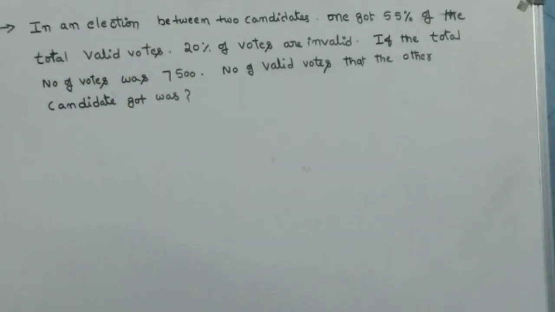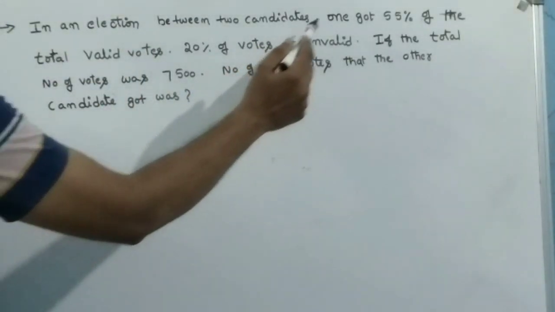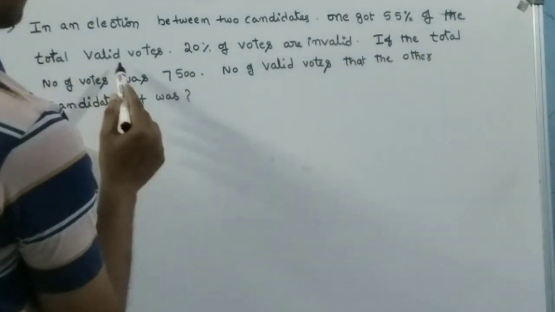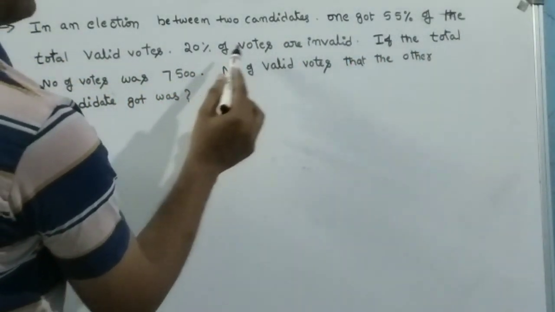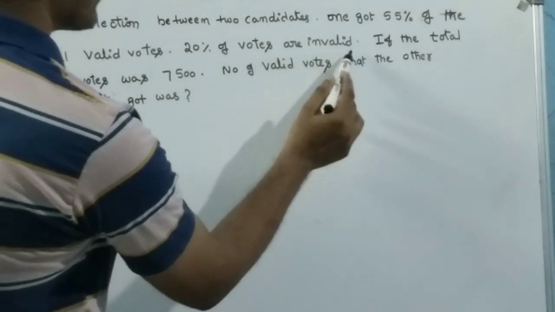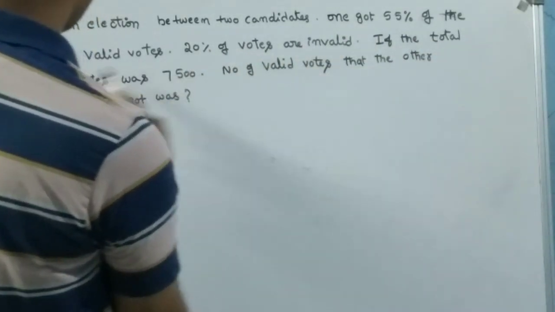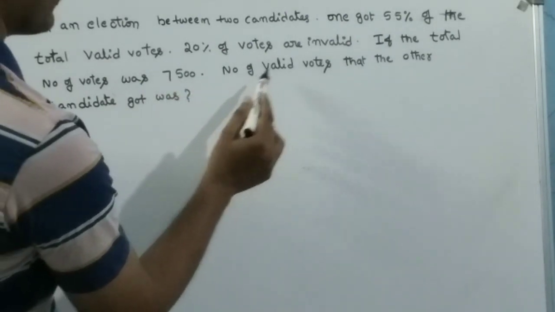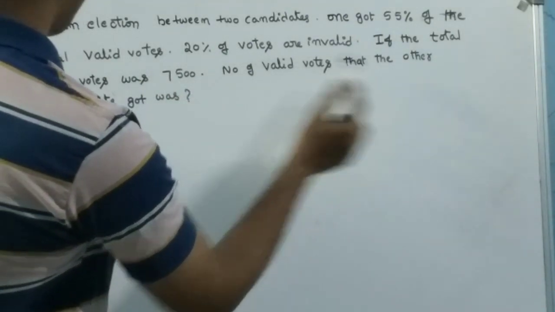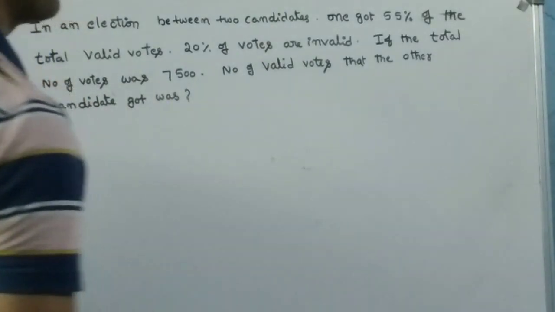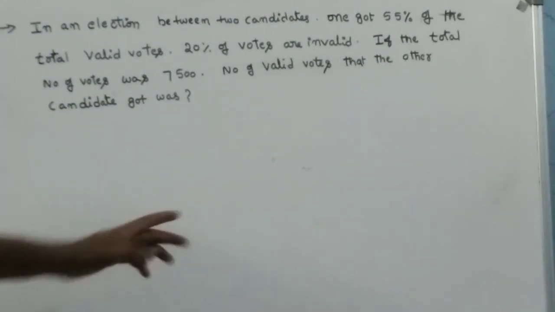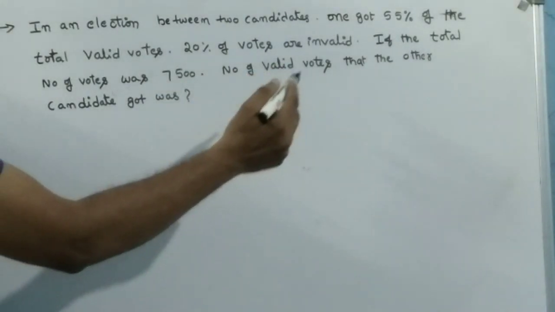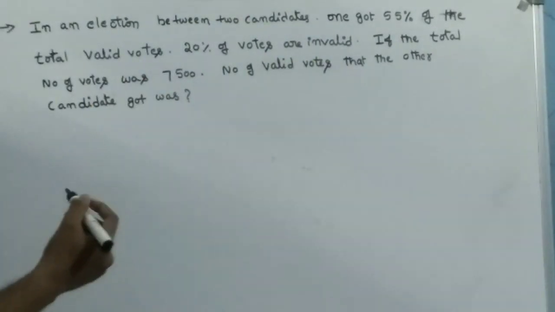See friends, first we have to understand the question. In an election between two candidates, one got 55% of the total valid votes. 20% of the votes are invalid. If the total number of votes was 7,500, what is the number of valid votes the second candidate got? This is what he has asked.